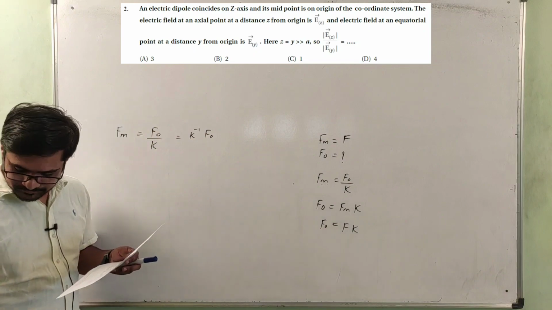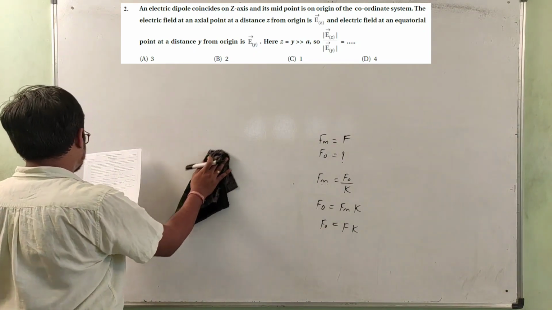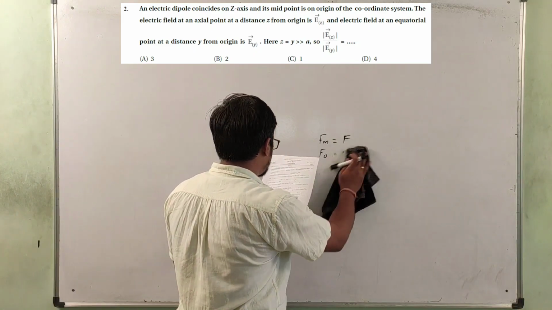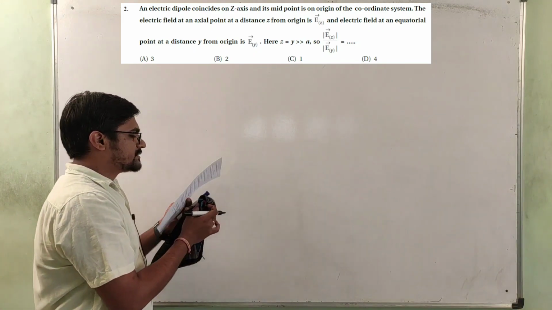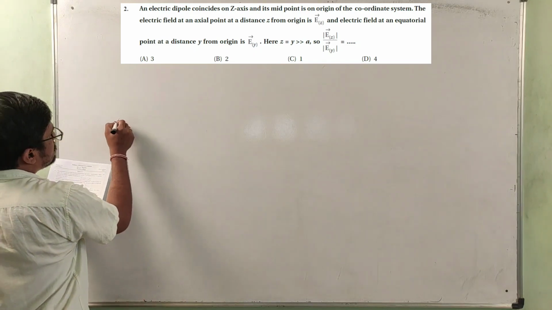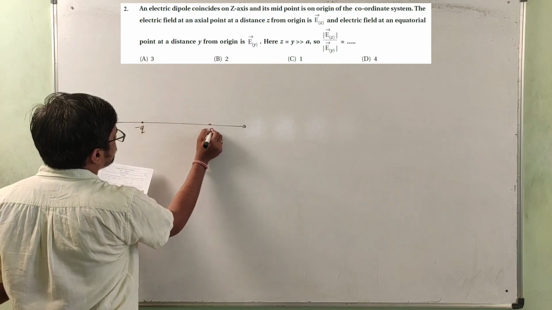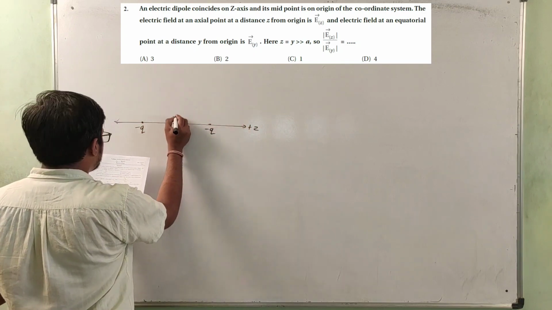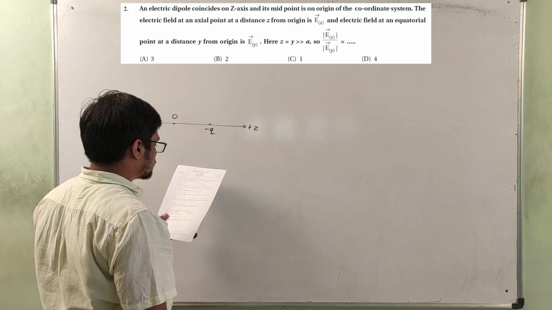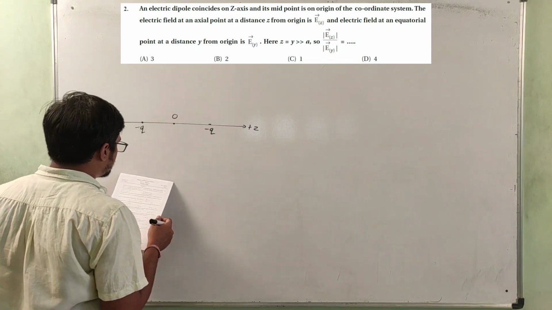Question number 2. The question is related to electric field of dipole. An electric dipole coincides on the z-axis. Its midpoint is on the origin of the coordinate system. So the dipole is on the z-axis, then its center is on the origin. The electric field at an axial point at a distance z from the origin is Ez.